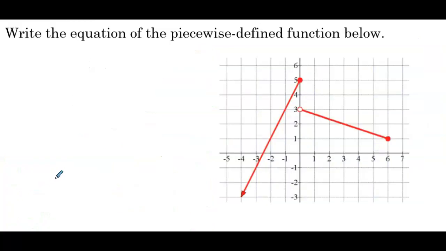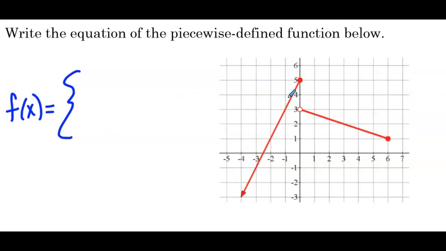Now let's go the other direction. Let's write the equation of the piecewise-defined function if they gave us the graph. Okay, so we have f of x equals, with our curly brackets, notice only one f of x, right? I'm not writing 2 separate equations. I'll have 2 separate pieces.